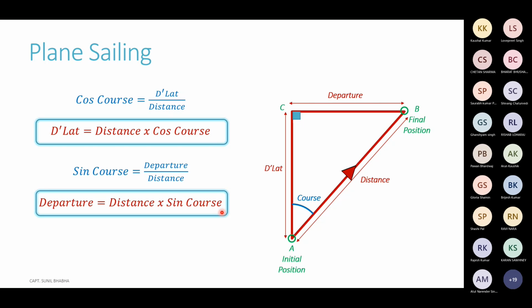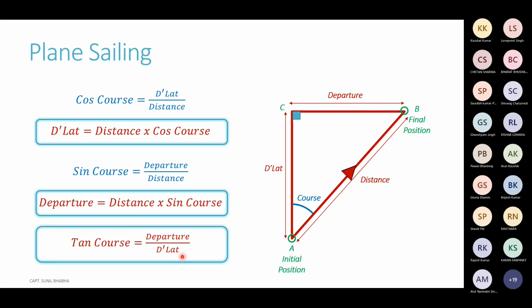Now let's go to the third trigonometric ratio, that is tangent theta. Now in this case, it is tangent course equal to perpendicular upon base. In our case, the perpendicular is the departure and the base is the dlat. So tangent course is equal to departure upon dlat. This is the third important formula which we have for plane sailing. So you see the three trigonometric ratios, cos theta, sine theta, and tangent theta, gave us the three formulas which we use for plane sailing.